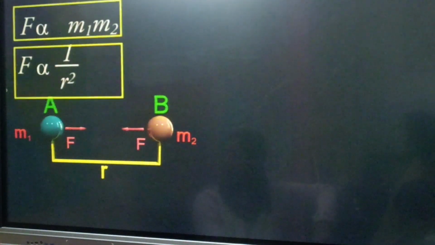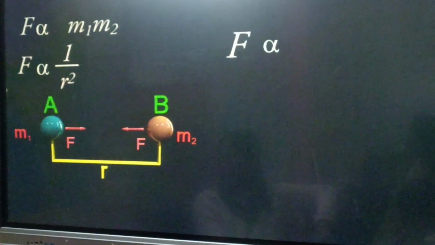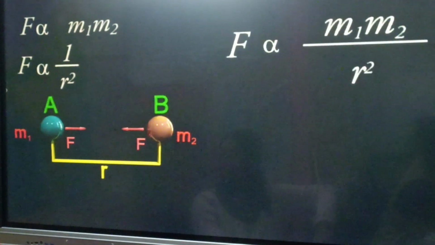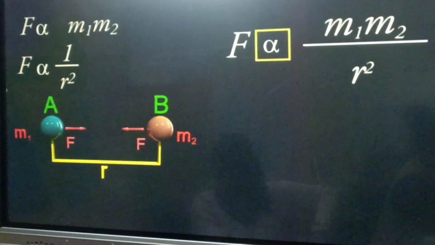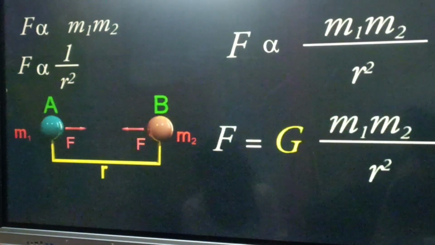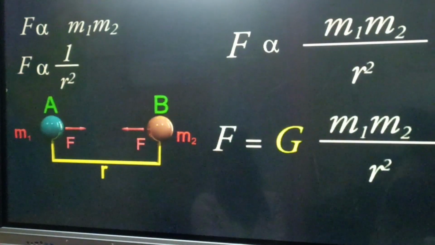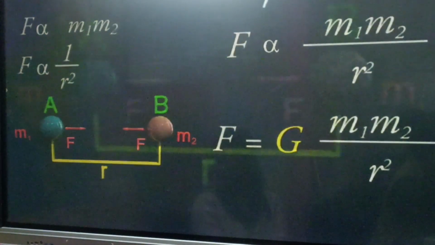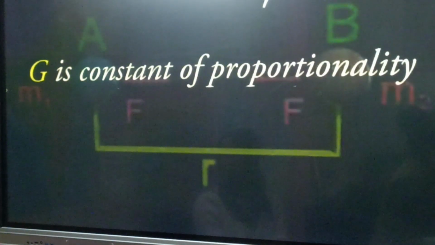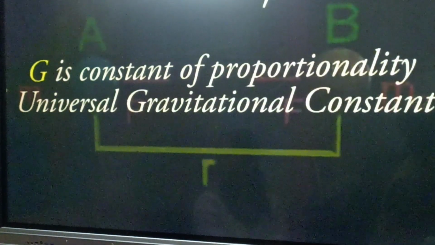Combining both the equations, F is proportional to m1 into m2 divided by r square. Replacing the sign of proportionality, F is equal to G into m1 into m2 divided by r square, where G is a constant of proportionality and is called the universal gravitational constant.